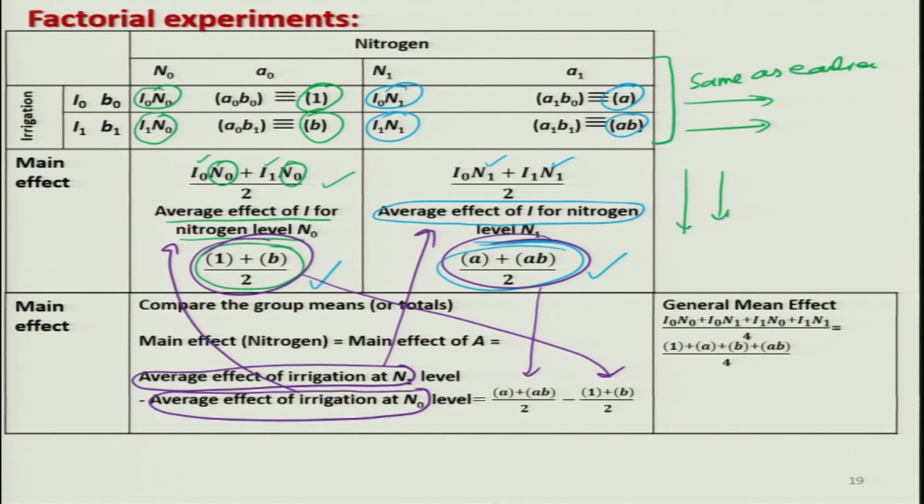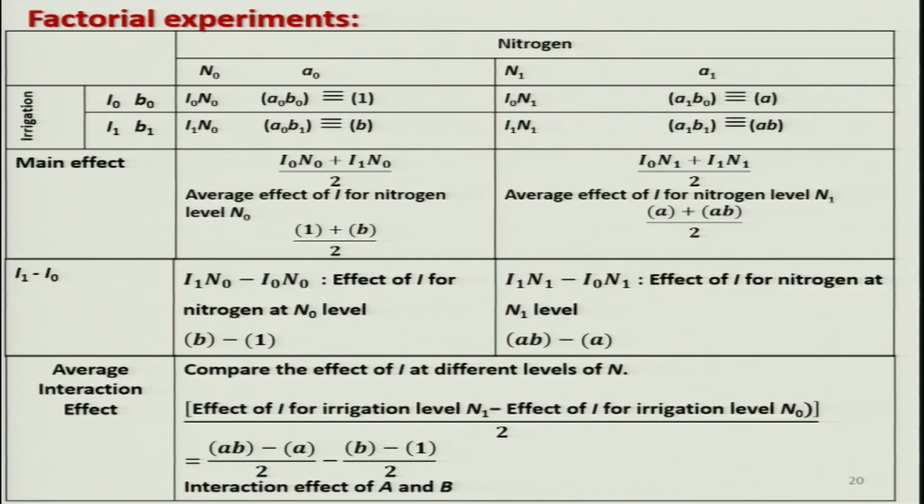So, now what do you see here? The average effect of irrigation can be considered as common between both. So, this is essentially giving you the main effect of nitrogen. This is how we can compute it. The main effect of B is going to be computed by A plus AB divided by 2 minus 1 plus B divided by 2. And once again, the general mean effect will remain the same, there is no issue. Now, I try to do the same exercise once again.